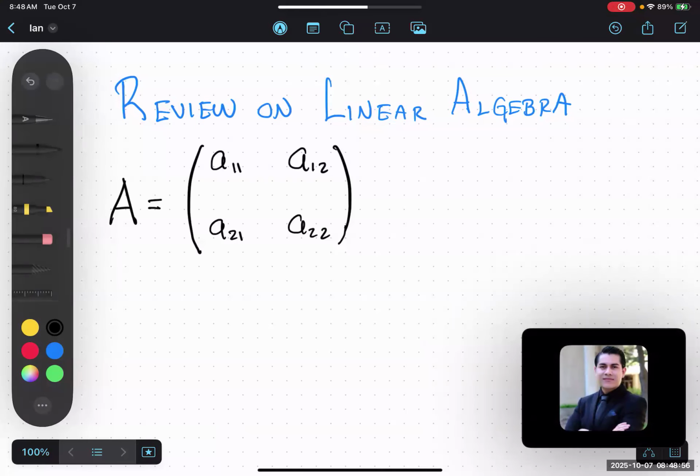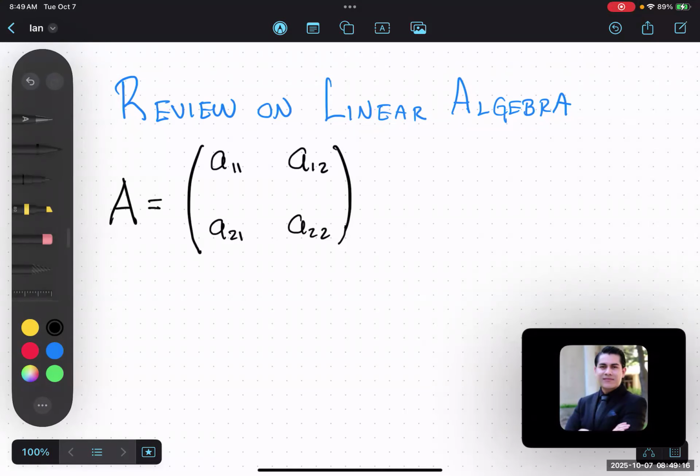Hello, everyone. In this video, I will give you a quick review on linear algebra. I will go over some of the basics, some properties, and I'm gonna end with matrix differentiation. All this because the video is meant to help students taking econometrics, especially with multivariate regression.